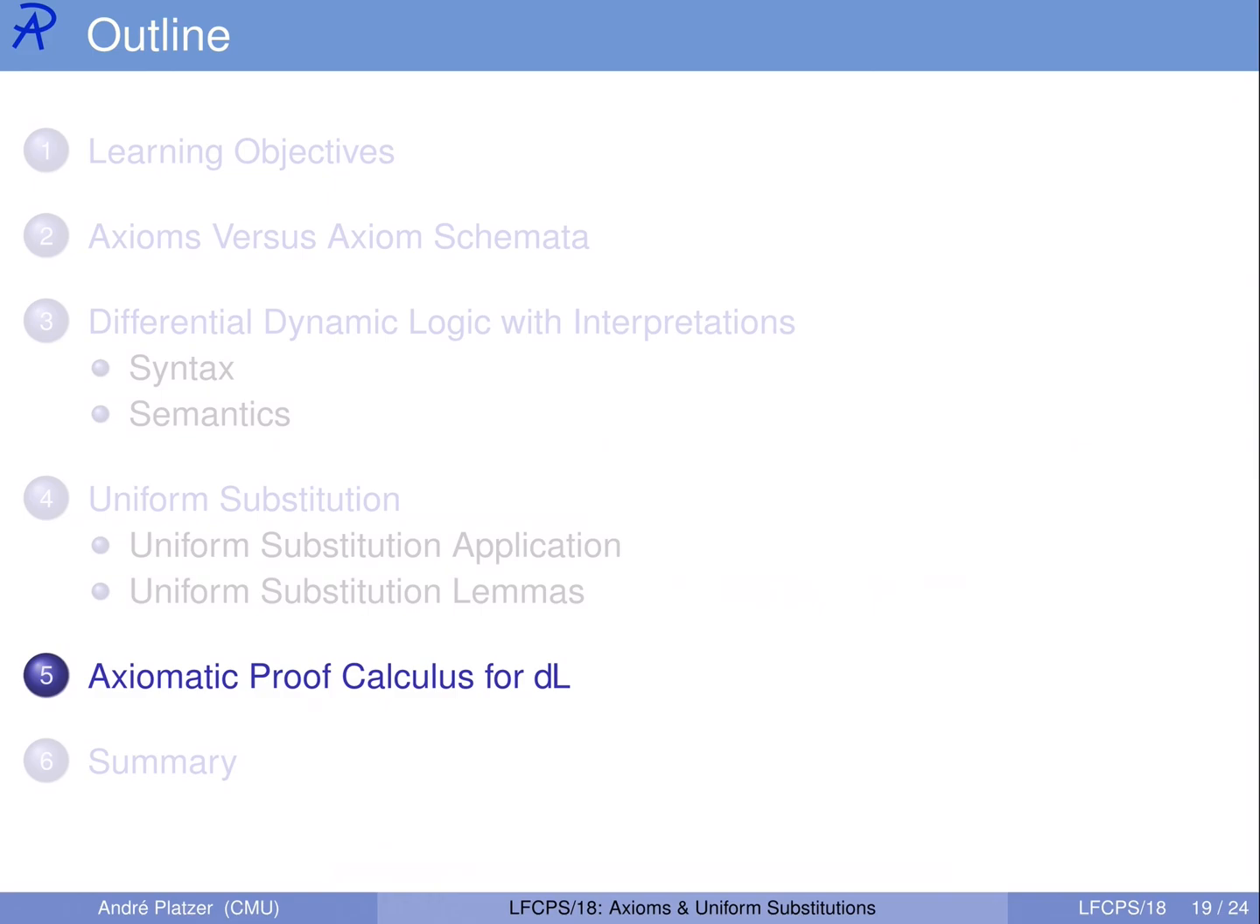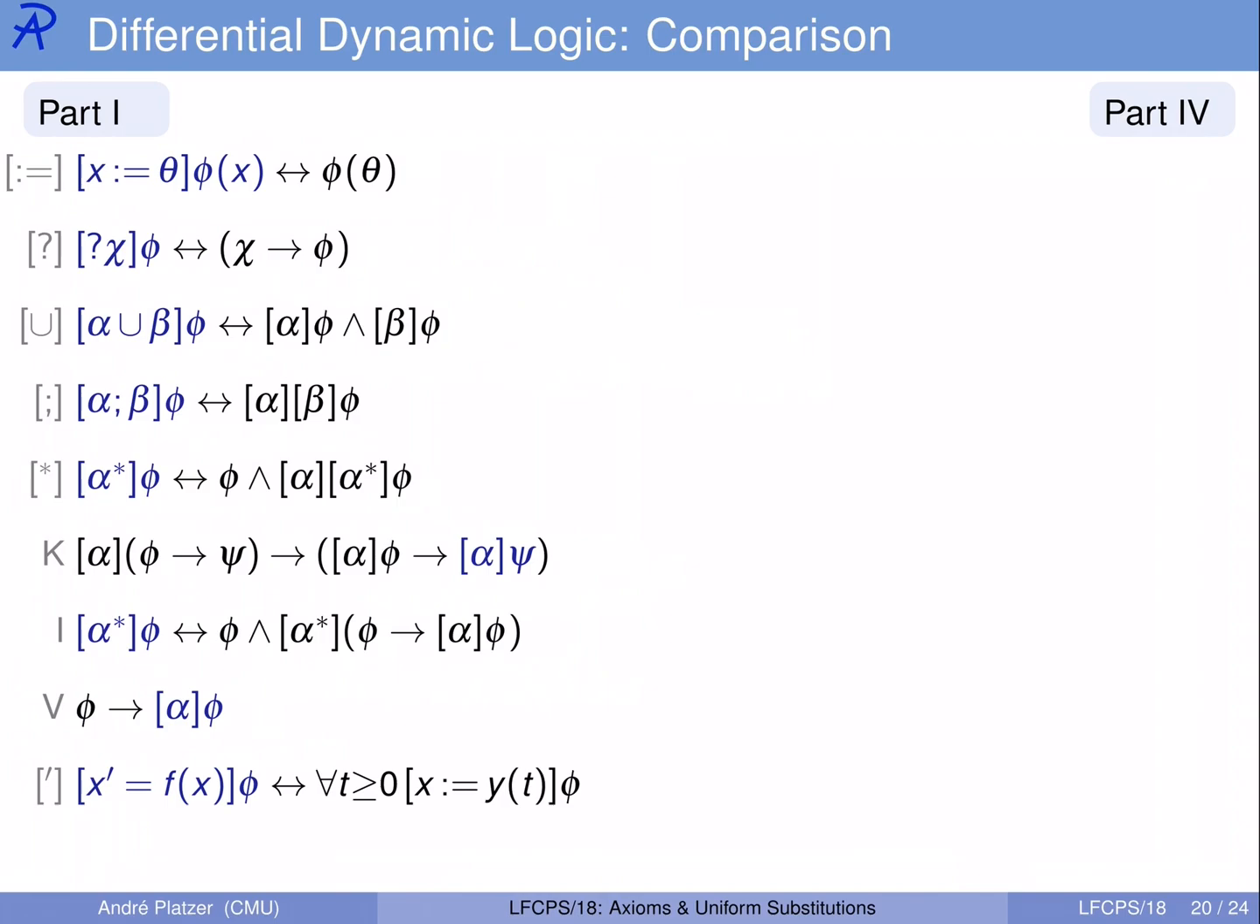With this uniform substitution mechanism as the way of instantiating axioms, let's try to understand how we need to adapt the axiom schemata, these infinite families, to just one single concrete axiom. And here we go. These are the axiom schemata we've seen in part 1 for hybrid systems, and now let's develop the ones we need as axioms.